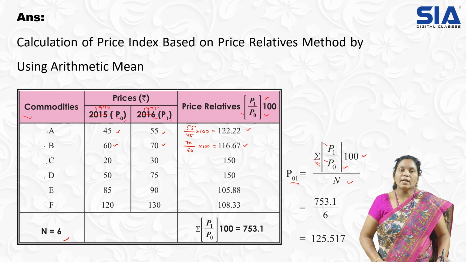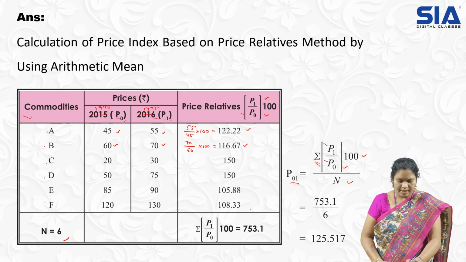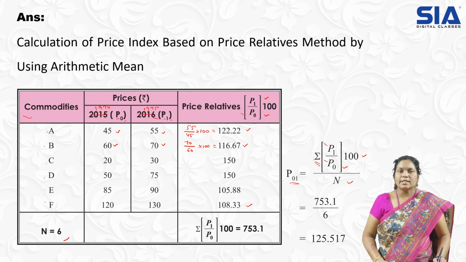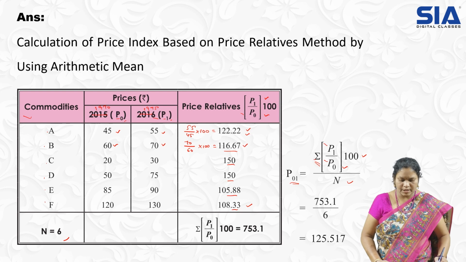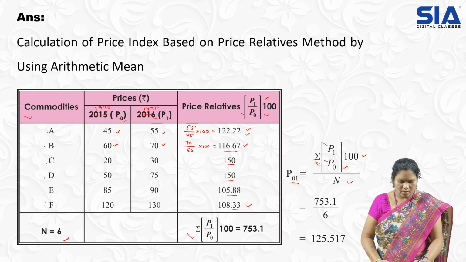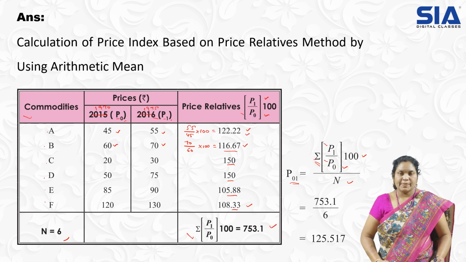Like that, go on doing all the other values, and finally after obtaining the last value, let us go for summing it up, means adding all the values. So take the first value, 122.22, plus 116.67, plus 150, plus 150, then 105.88, then finally plus 108.33. In this way, add up all the values, you'll get the summation of the entire column. I have got the summation as 753.1. So in this way, we obtain the total of the last column.